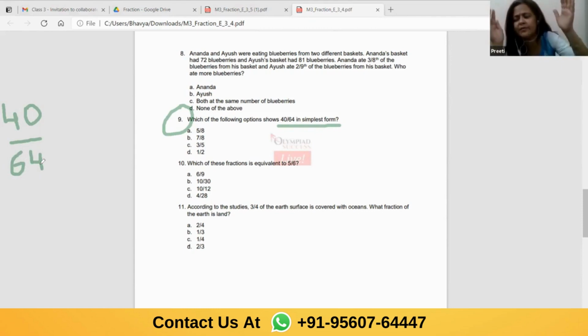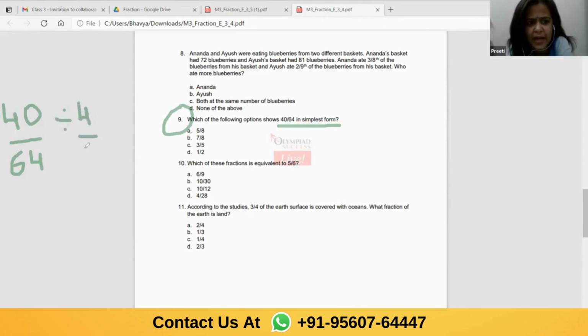Think of a big number. In the 5 table, 64 doesn't come. Can you try the 4 table? In the 4 table, 40 comes. Sorry, 4 table. Yes, you can divide them both by 4. Daksh.